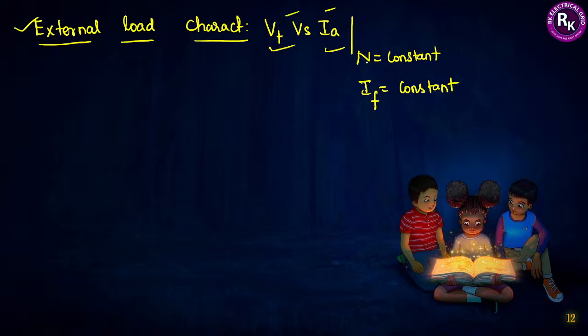So field current should be constant, and one more most important term will be constant here. That is, power factor also should be maintained constant. So when we are talking about the external load characteristics of the alternator, there are three parameters which should be permanently maintained constant during this characteristics observation. One is speed, another is field current, another is power factor. Don't forget, they are very important.